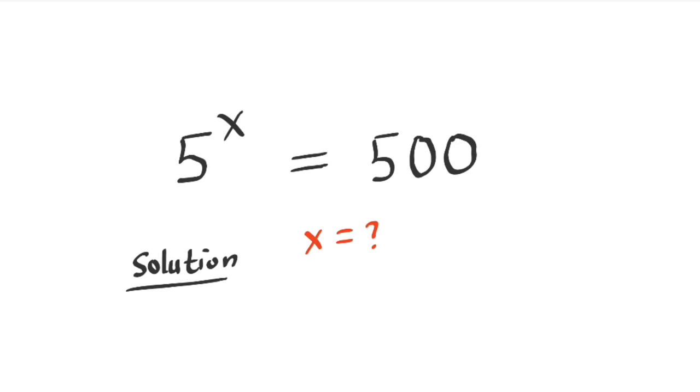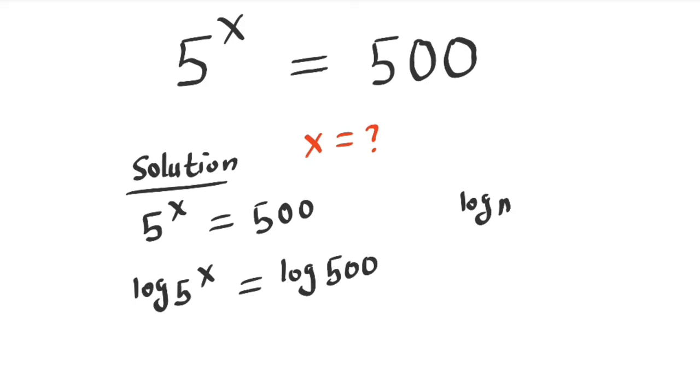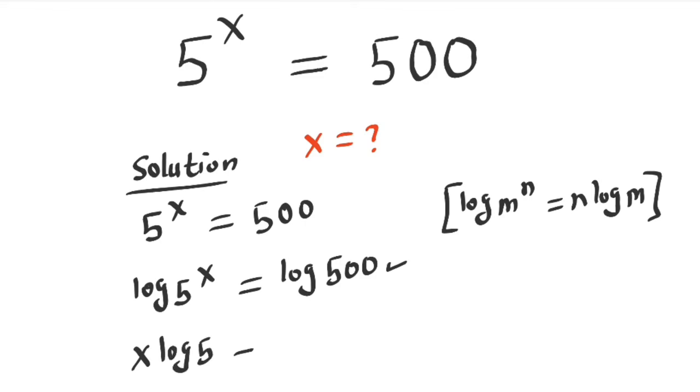We have the given equation 5 raised to power x is equal to 500. Let us take the log on both sides of this equation. Log 5 raised to power x is equal to log 500. Take note of this, that if you have log m raised to power n, this is equal to n log m. The whole of this equation can be written as x log 5 is equal to log 500.